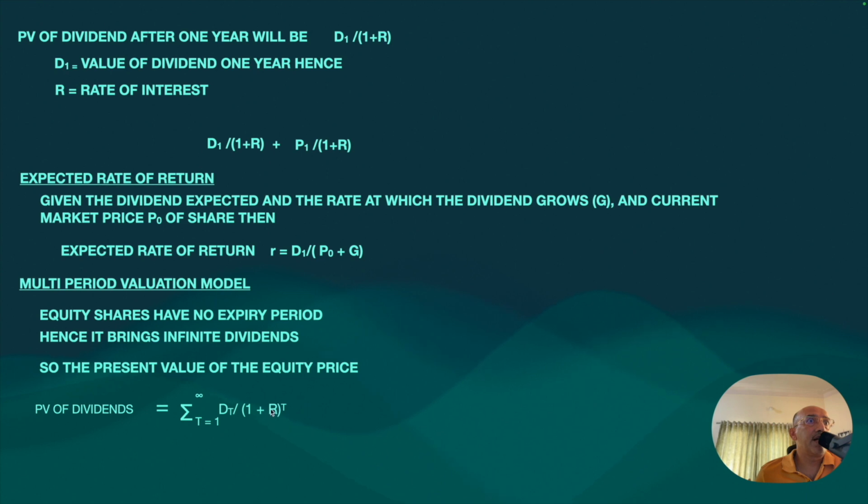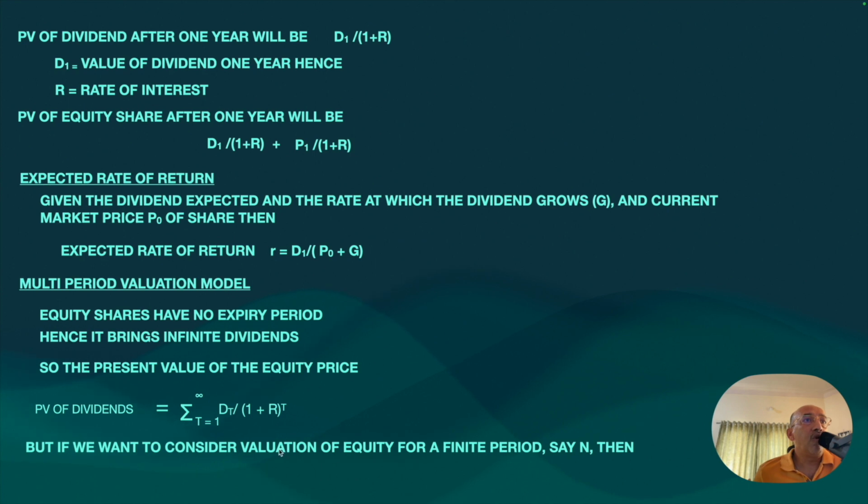It will become 1 plus R square. So it will keep on going like that. D3 divided by 1 plus R to the power of 3, D4 divided by 1 plus R to the power of 4, and D100 divided by 1 plus R to the power of 100. It means the 100th dividend you are going to receive is divided by 1 plus the rate of return to the power of 100.